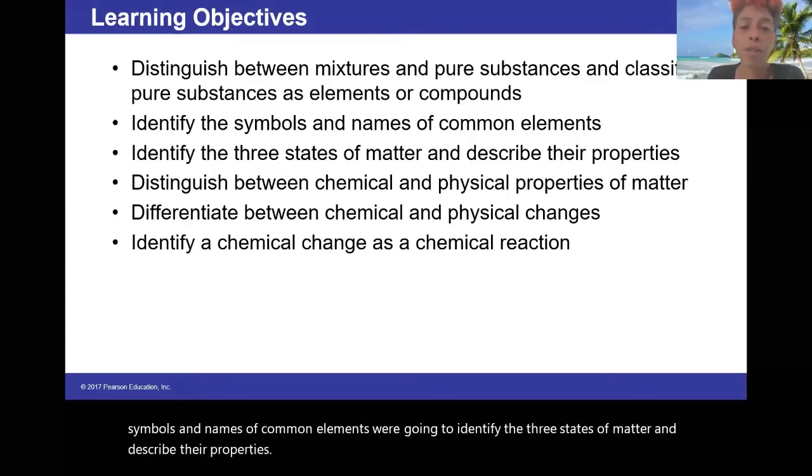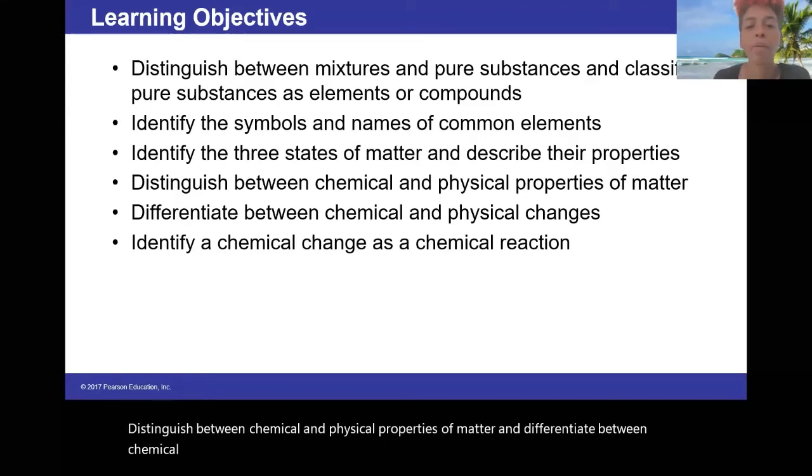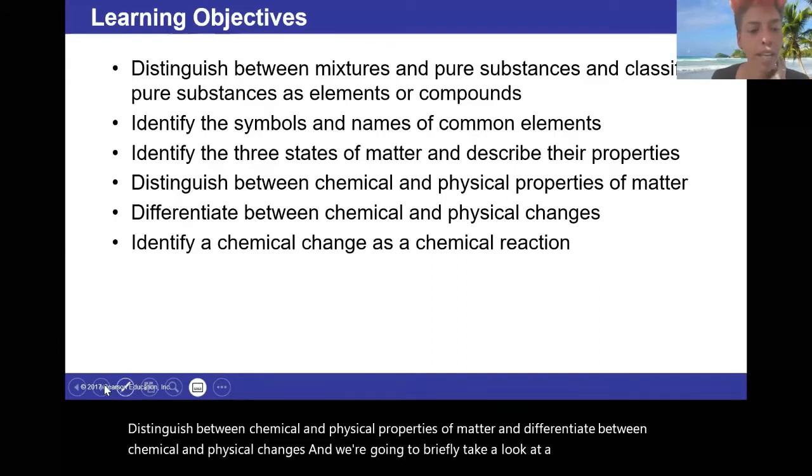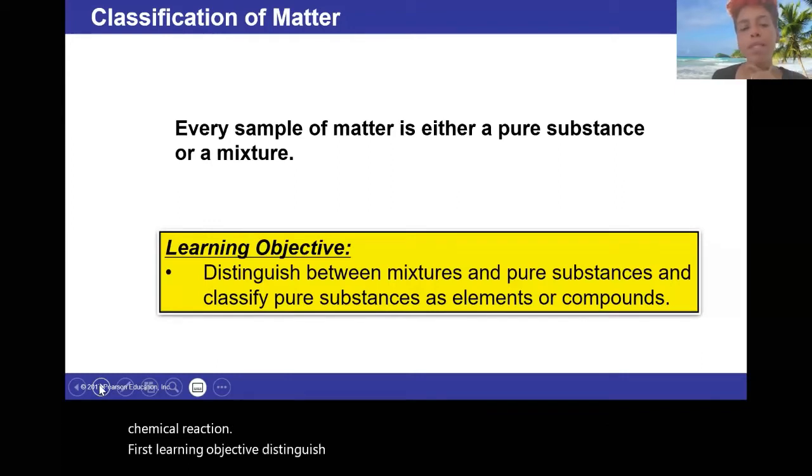Distinguish between chemical and physical properties of matter, and differentiate between chemical and physical changes. And we're going to briefly take a look at a chemical change as a chemical reaction. So, first learning objective, distinguish between mixtures and pure substances and classify pure substances as elements or compounds.